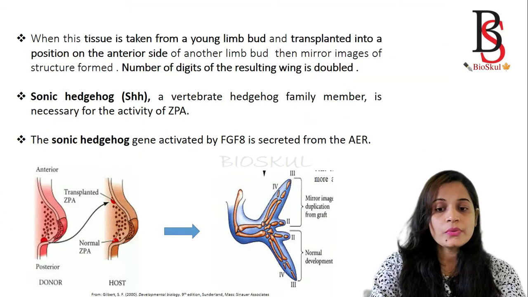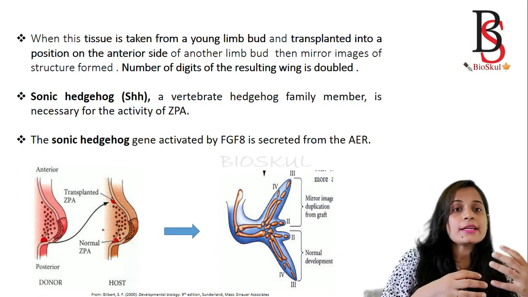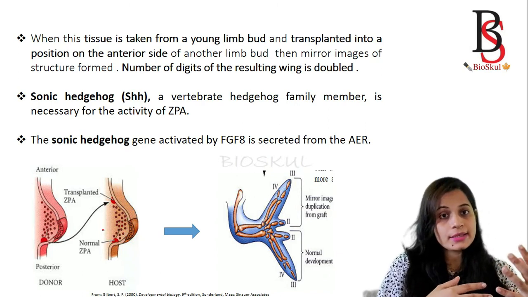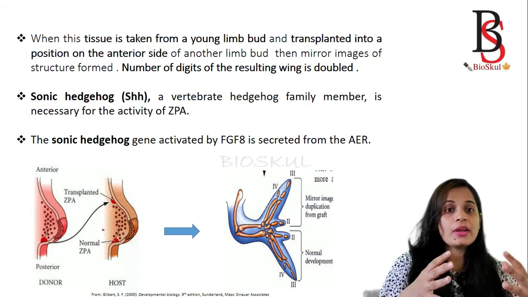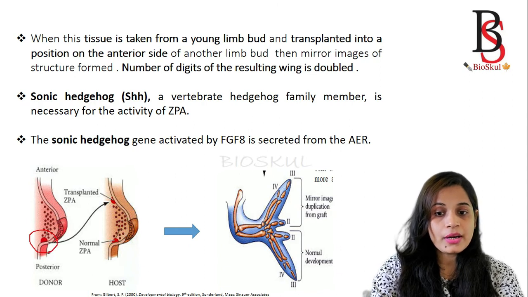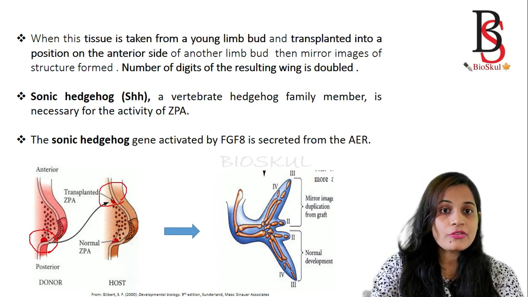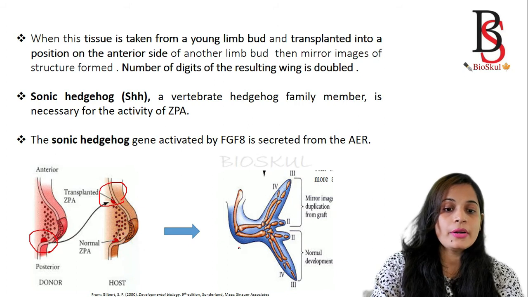When tissue is taken from a young limb bud, that is from the posterior region, and transplanted into the anterior region, that results in the formation of a mirror image. Here we see the tissue is taken from the posterior region of a young limb bud and transplanted into the anterior region of another limb bud. That results in the formation of a mirror image. Here you can see that the number of digits of the resulting wing is doubled.